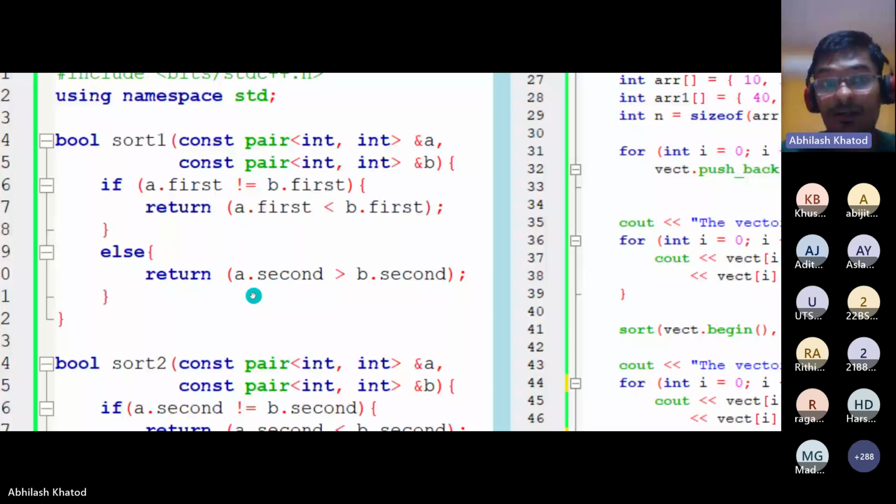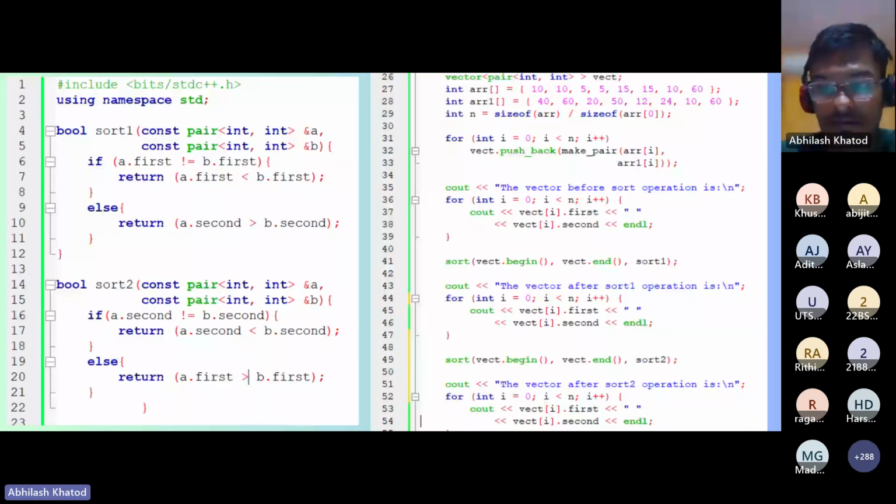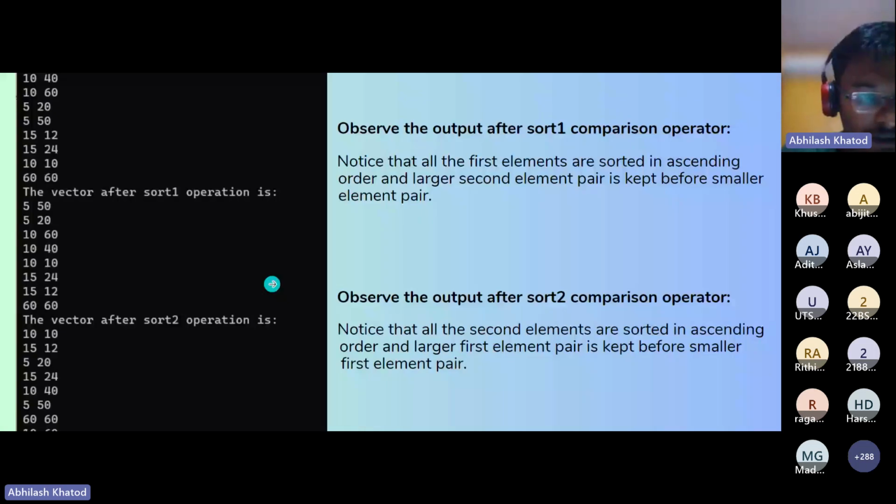Now, whatever we understand, we'll try to understand it via output. Just a minute, I'll explain. Okay, so here is the output. I'll again explain it by switching the slides. I will try to explain it with an example.